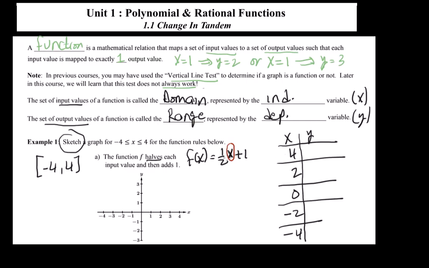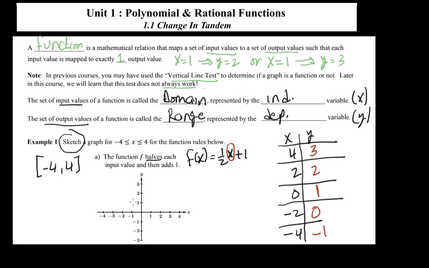So x is 4. 1/2 times 4 is 2. 2 plus 1 is 3. Now x is 2. 1/2 times 2 is 1. 1 plus 1 is 2. Now x is 0. 1/2 times 0 is 0. Plus 1 is 1. For -2, 1/2 times -2 is -1. Plus 1 is 0. For -4, 1/2 times -4 is -2. Plus 1 is -1.